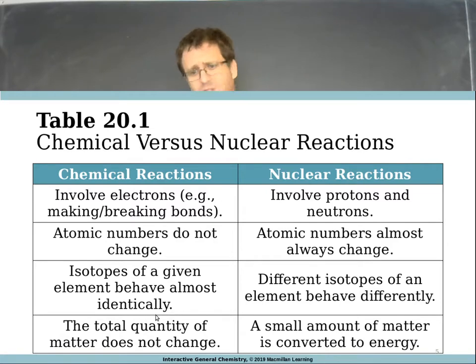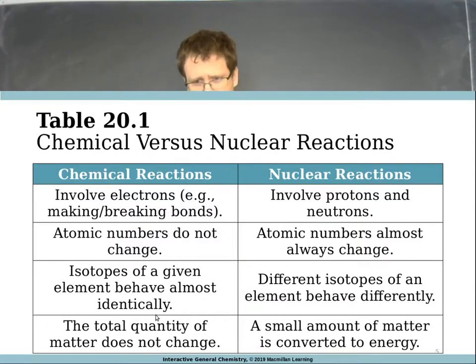Chemical reactions are really agnostic to different isotopes. Carbon-12 will react chemically in pretty much exactly the same way as a carbon-13 or a carbon-14. The isotopes are just kind of irrelevant to chemistry. In nuclear reactions, isotopes are paramount. What isotope you have is going to govern what sorts of nuclear reactions can occur.